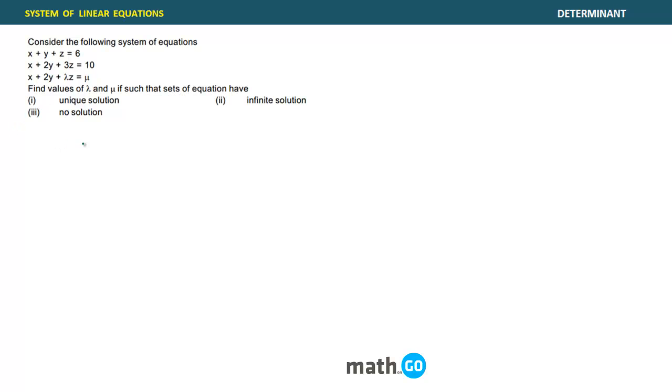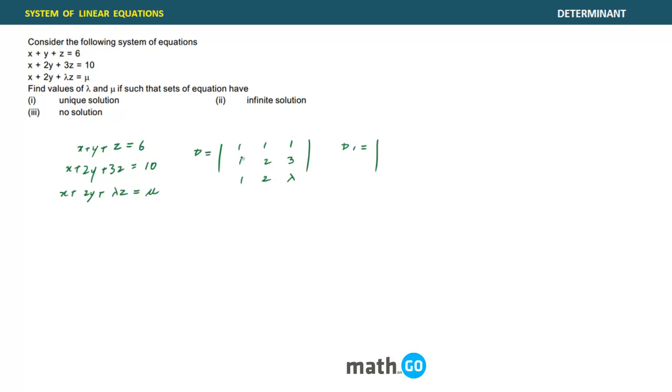Three equations are given: x plus y plus z is equal to 6 is the first one. Then x plus 2y plus 3z equal to 10, and the third has two parameters, x plus 2y plus lambda z is equal to mu. So I can straight away say that d is 1 1 1, 1 2 3, and 1 2 lambda. What is the value of d1?